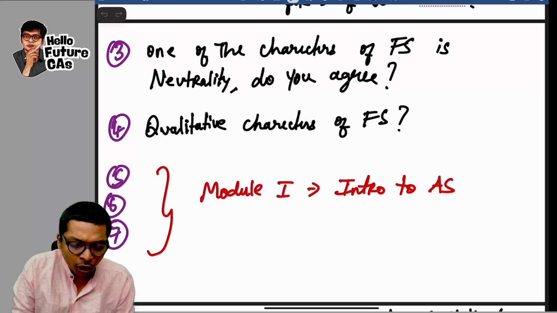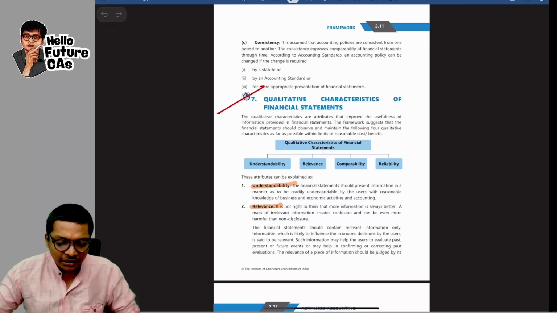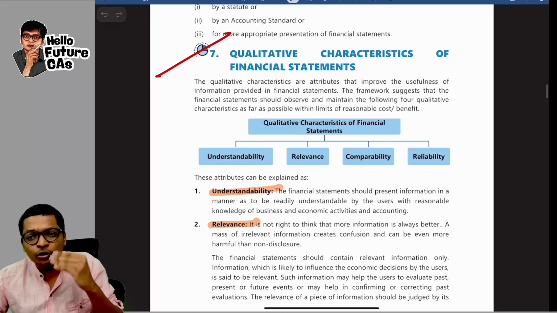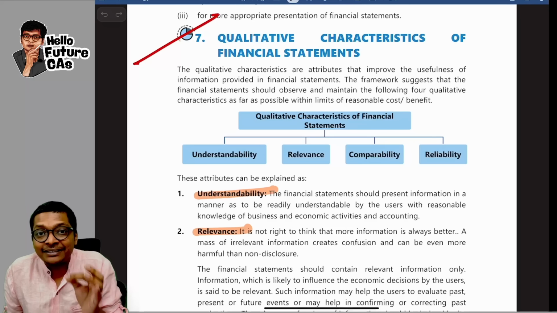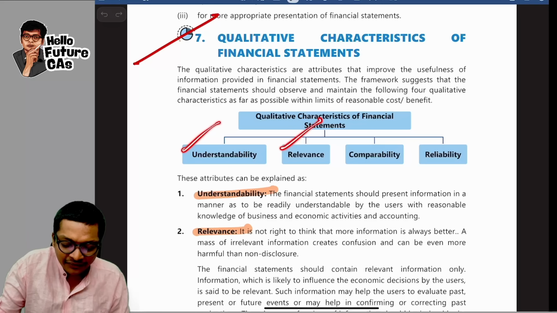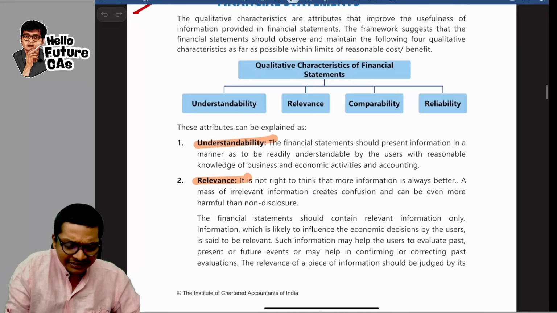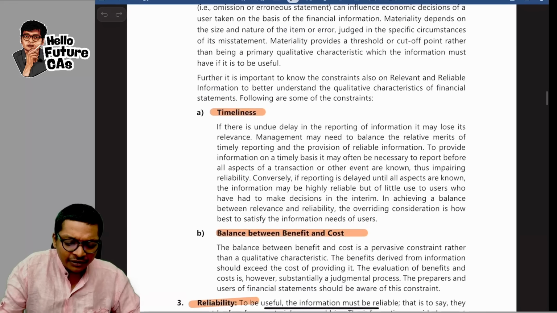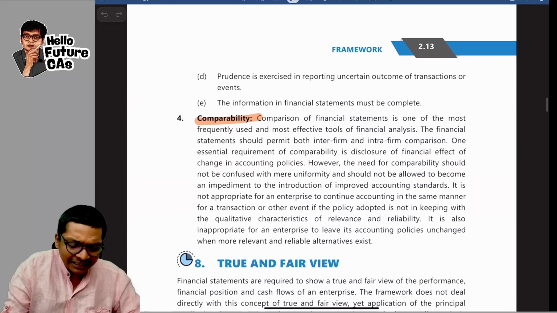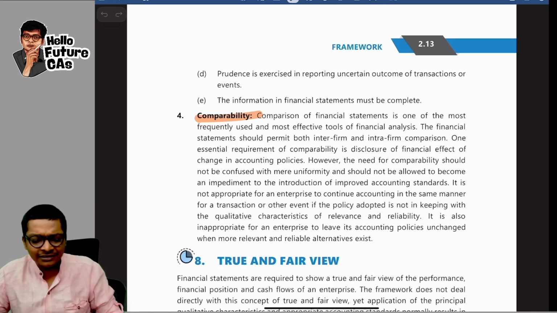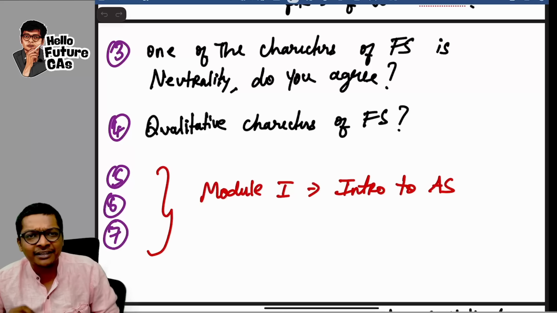Next, one of the qualitative characteristics of financial statements, guys. This is simple. You would have studied this in school, class 11 and 12 also. What are the qualitative characteristics of FS? Understandability, relevance, comparability and reliability. This is there in our study material, first chapter, guys. Understandability, relevance. Under relevance, you have timeliness and balance between benefit and cost, then reliability and comparability. I am not explaining this. You know where to find this in your ICAI study material first chapter. First chapter it is there, guys.